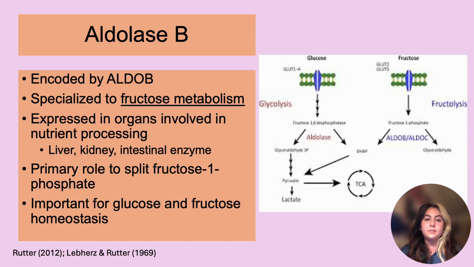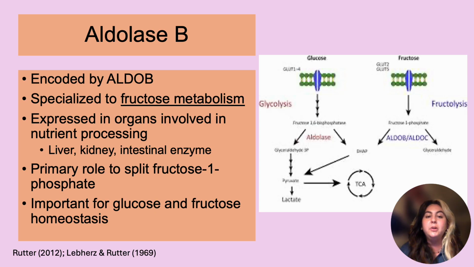The next isoform, aldolase B, which is encoded by ALDO-B, and this one, unlike aldolase A and C, has evolved to play a major role in fructose metabolism. And this specialization is pretty important, specifically in the liver, where dietary sugars are processed and distributed throughout the body. So it's expressed in organs that are involved in nutrient processing. So that's going to be the liver, the kidneys, and intestines.